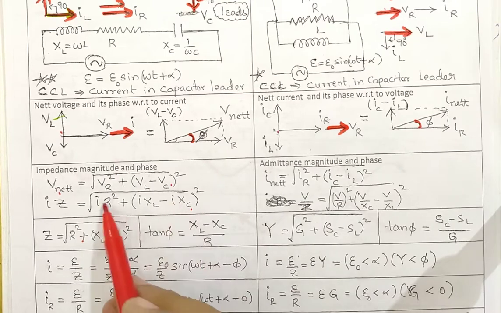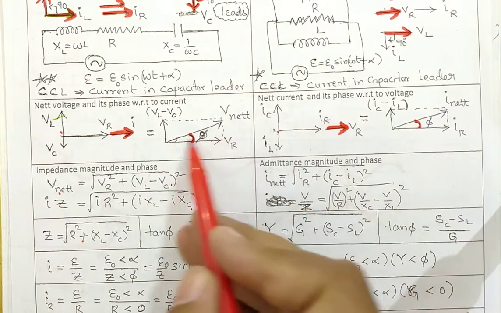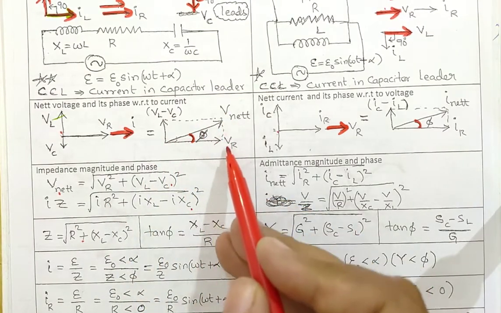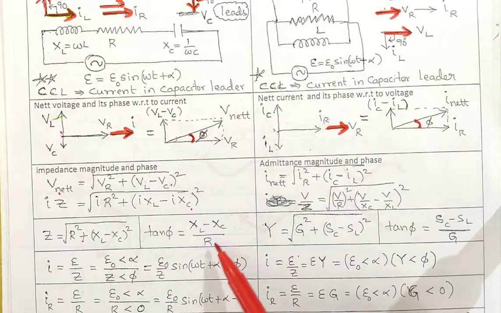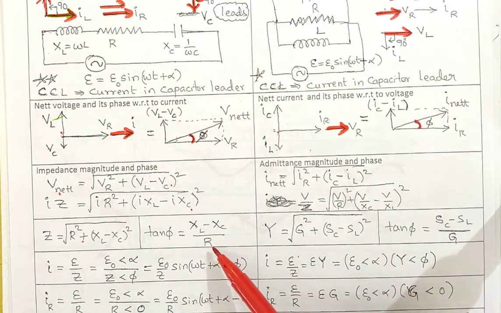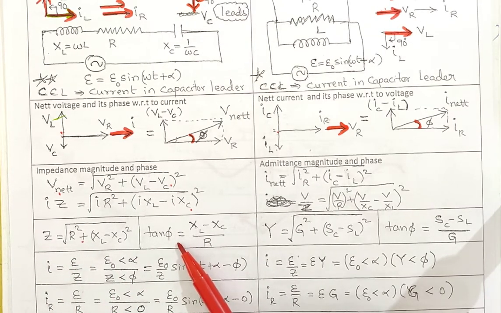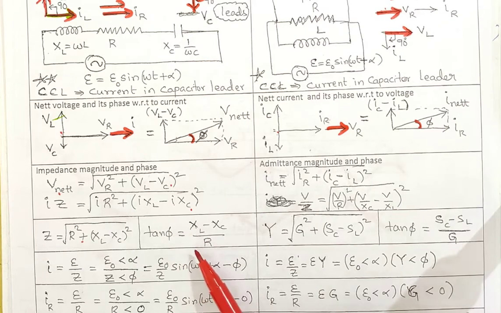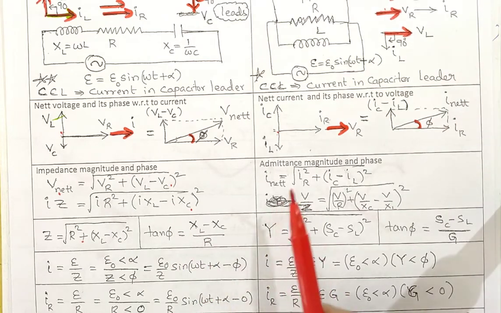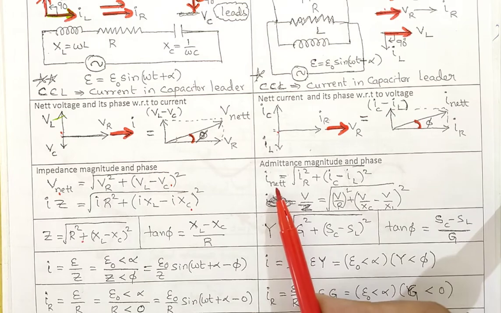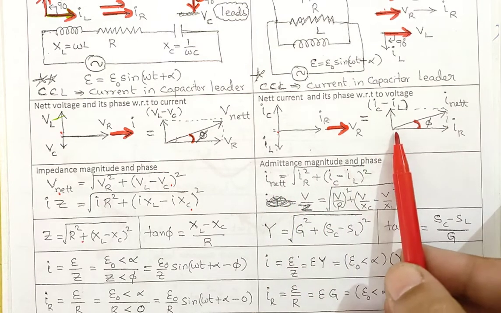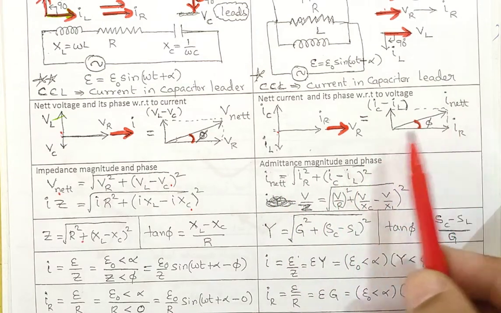And this value by this value, that is opposite value by adjacent value. Opposite value is VL minus VC, adjacent value is VR. If you write it and cancel I, you get the phase. So now we have found out the total impedance, the total opposition to the alternating current, and the phase of the result.